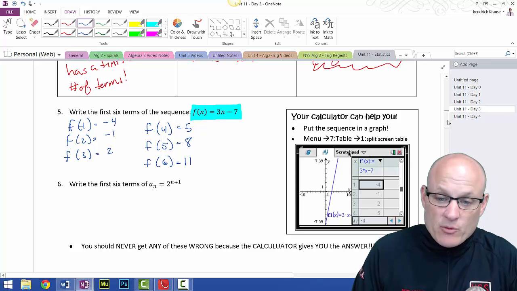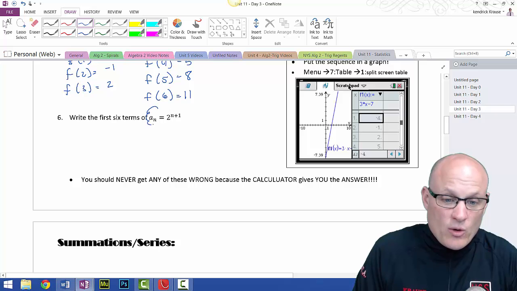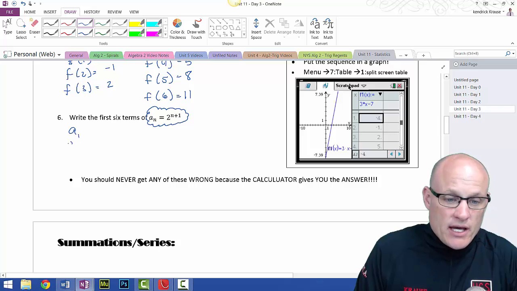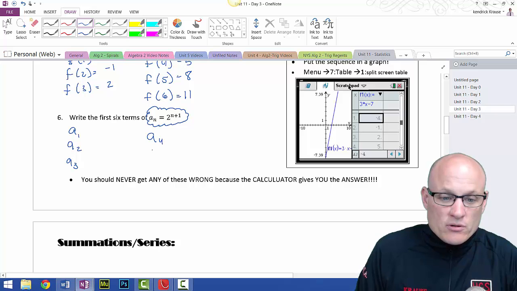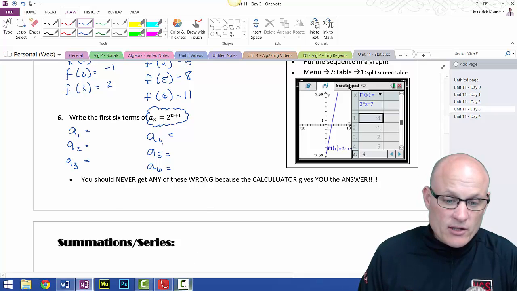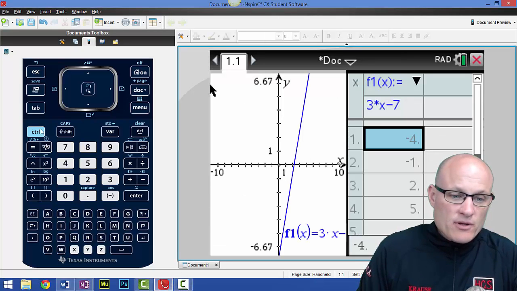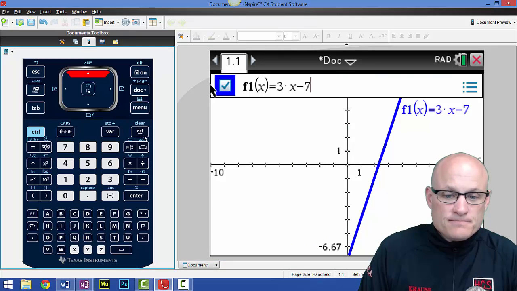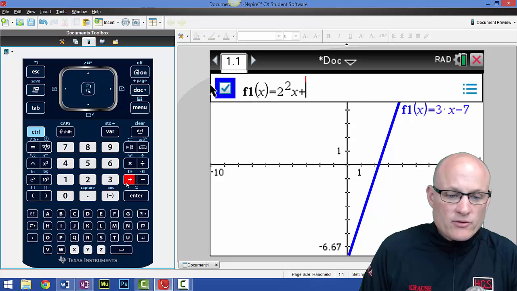Well, I can also do the same thing with this. This is just a sequence. It is an equation rule that will generate a sequence, and I can do a sub 1, a sub 2, a sub 3, a sub 4, a sub 5, and a sub 6. And in this case, the rule is defined as 2 raised to the power of n plus 1. So I can just go over to my calculator, get rid of this, Control T. I'll hit the tab button, get rid of the old one. And what is it? 2 raised to the x plus 1.